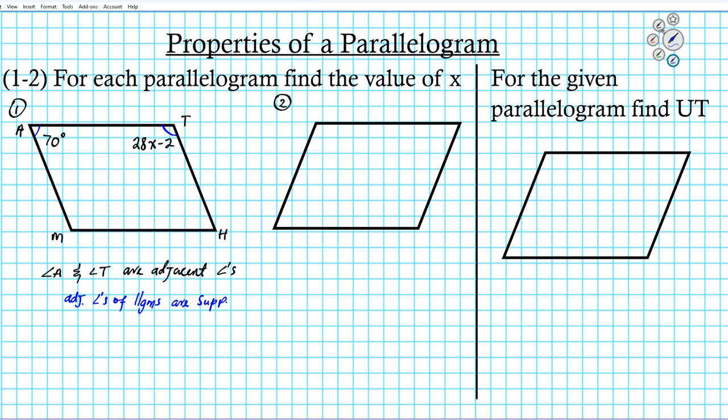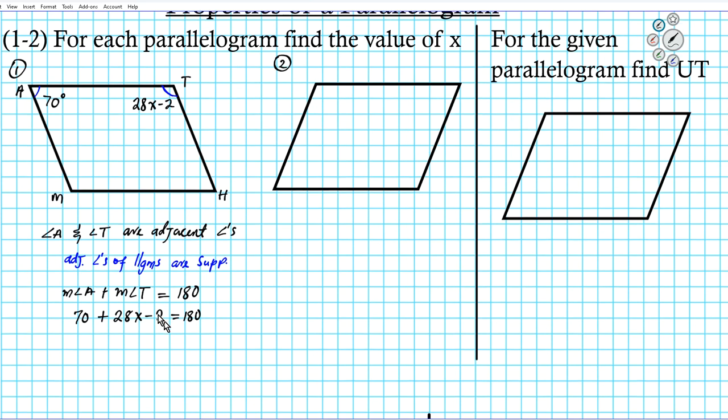Since they're supplementary, we can write down the following remark, that the measure of angle A plus the measure of angle T is equal to 180. That's what supplementary means. And then let's substitute their values. 70 for the measure of angle A plus the quantity 28x minus 2 is equal to 180. So it's now an algebra problem. To get x isolated, we're going to combine like terms.